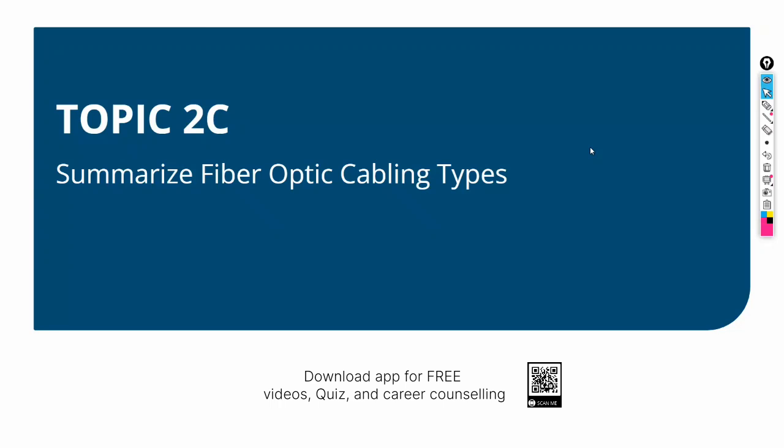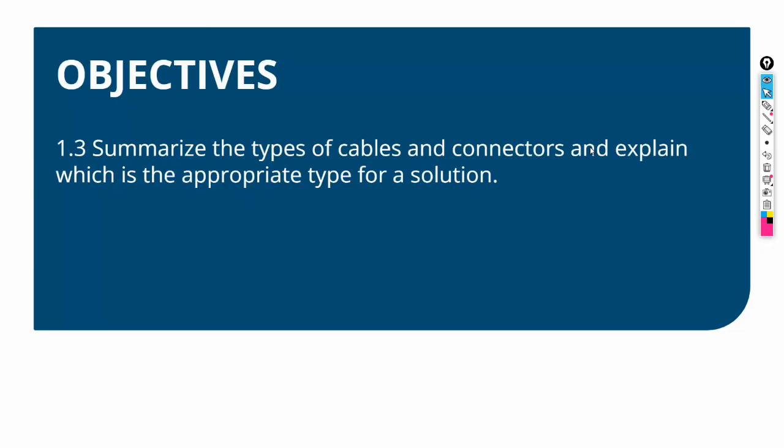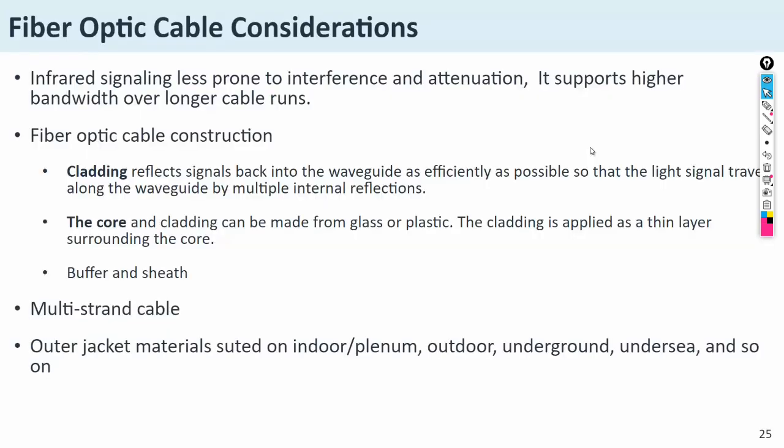Okay, so in this section we are going to discuss the summarized fiber optic cabling types. The exam objective covered will be 1.3, summarize the types of cables, connectors, and splices, and which is the appropriate type of solution. If you want to deploy fiber optical cable, what are the considerations you need to use?